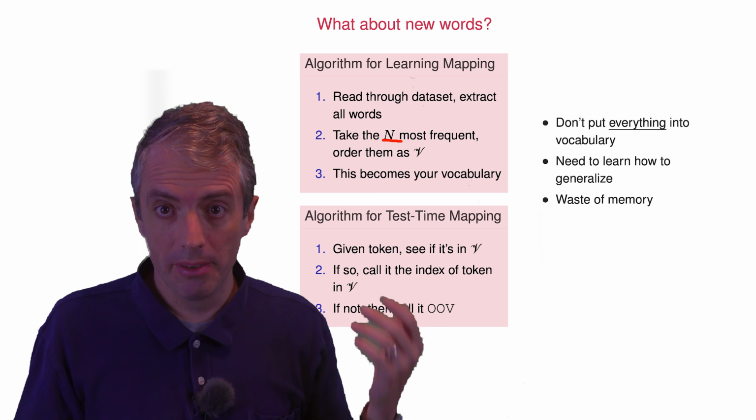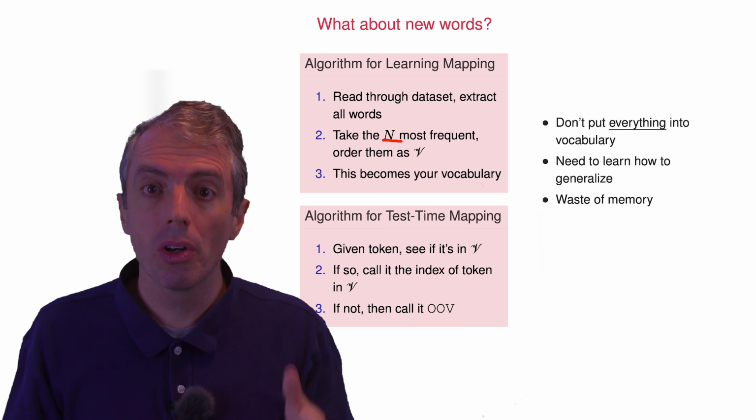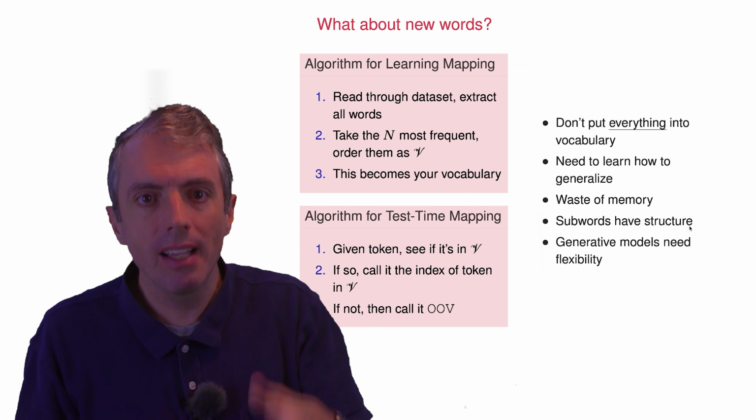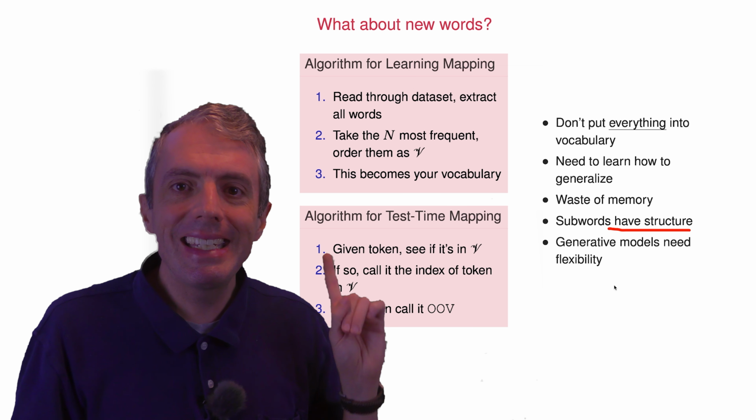Another problem with this approach is that it doesn't take into account the internal structures of words. Words are made of morphemes, prefixes, suffixes, and so on, and we can take advantage of that structure. Next up, we'll take a look at byte pair encoding as a quick and easy way to represent words and parts of words.